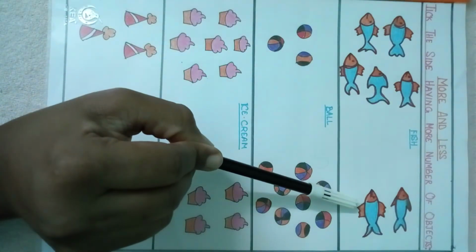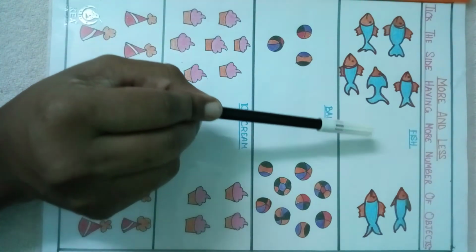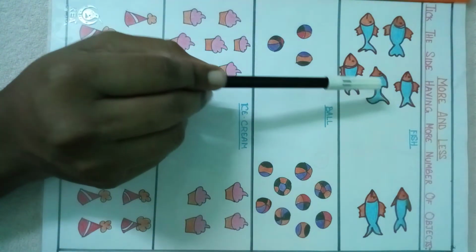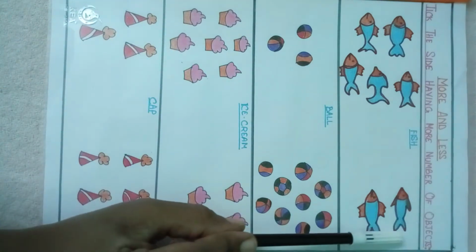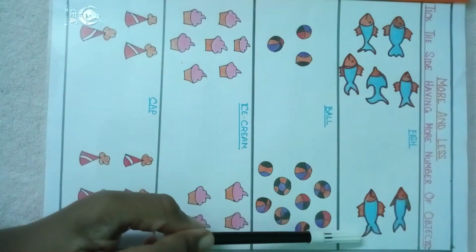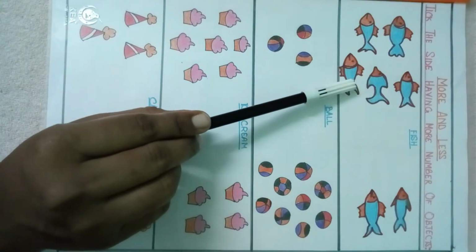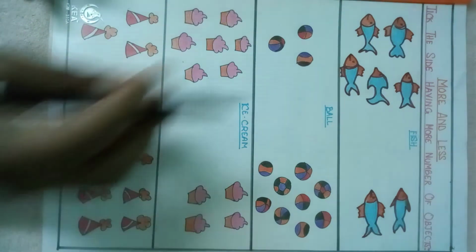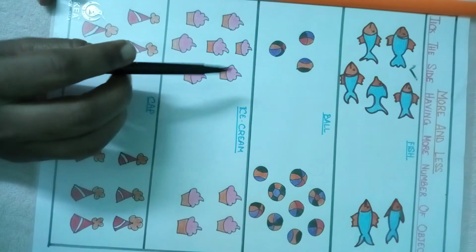Here you can see in the first picture I have drawn some fish. Here you can see 1, 2, 3, 4, 5. There are 5 fish, and in this group there are only 2 fish. So we can say this group has more number of objects. So I will give a tick mark here.